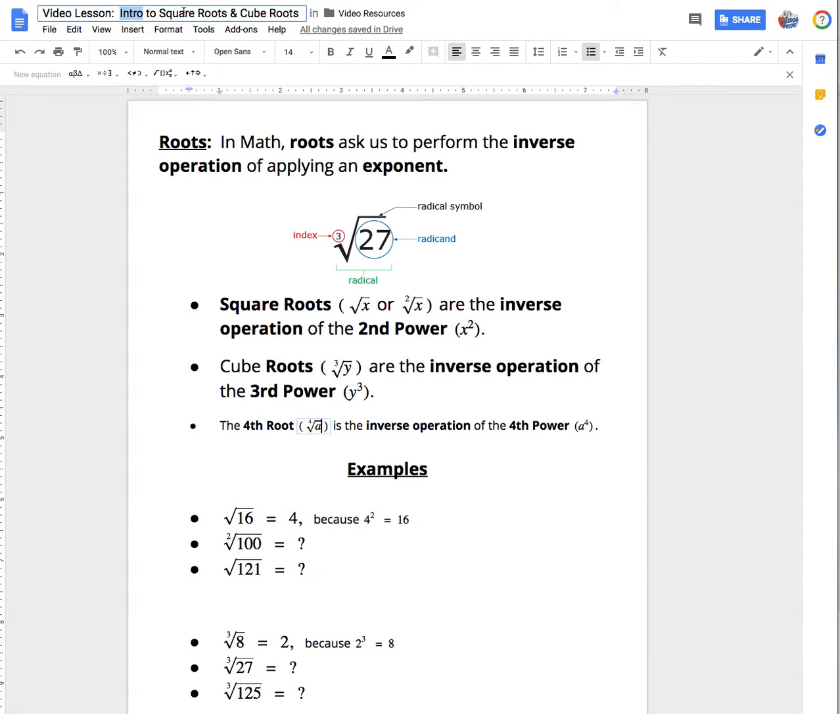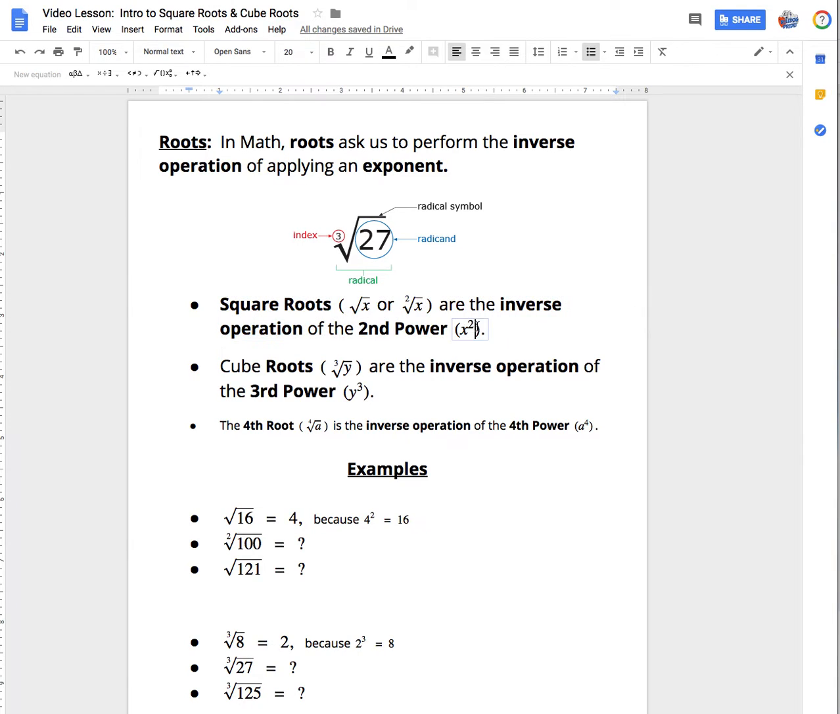Welcome. In this video we're going to provide an introduction to square roots and an introduction to cube roots. At its simplest, the roots are the inverse operation, or the exact opposite, of applying an exponent in math. When we talk about a square root, we're talking about the inverse operation of the second power.